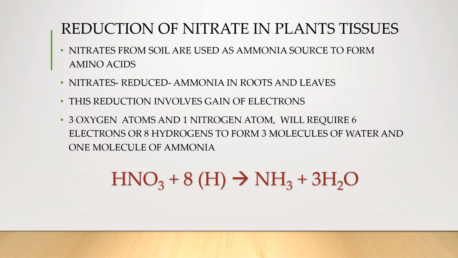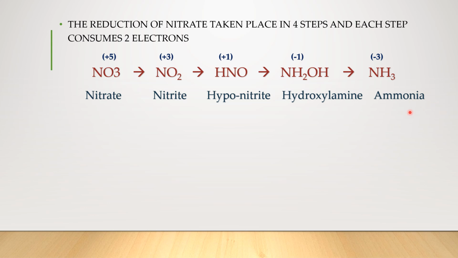ammonia. So if you look at the overall reduction process from nitrate to ammonia, it is taking place in 4 steps and each step is consuming 2 electrons. So plus 5 to plus 3 state, then to plus 1 state, and then again minus 1 and minus 3. So this is how it is being converted to ammonia. These are the steps. So first nitrate is converted into nitrite, then nitrite to hyponitrite, hyponitrite to hydroxylamine, hydroxylamine to ammonia.